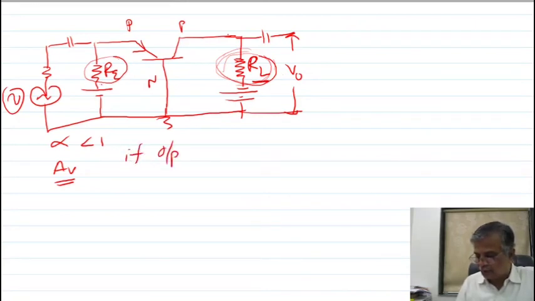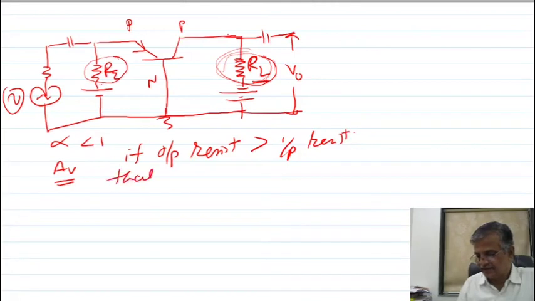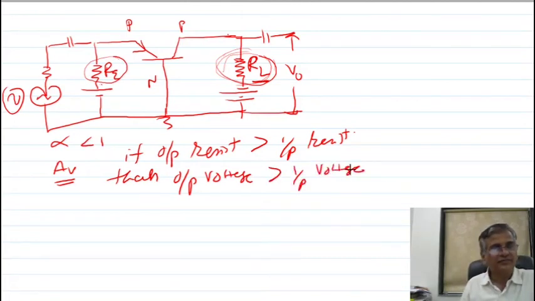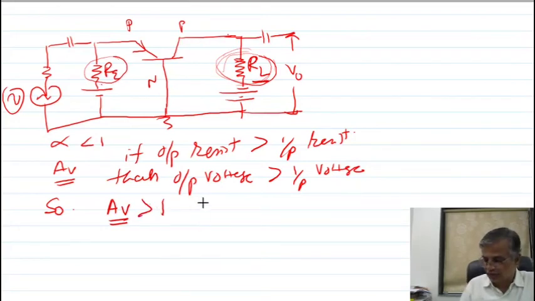If the output resistance is higher than the input resistance, then the output voltage is greater than the input voltage. So this circuit gives you voltage gain. Voltage gain is greater than 1. We know current gain alpha is less than 1, but voltage gain is greater than 1 and power gain is also greater than 1.